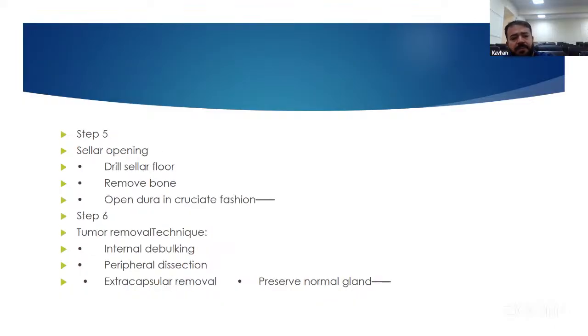After that, step 5 is the sellar opening. Drill the sellar floor with a diamond burr, using a Medtronic high-speed drill with a very low power setting. We take the Garrison rongeur, size 1 or 2, which can be used very well by the surgeon if he is trained. Remove the bone, and then you can open the dura in a crucial fashion.